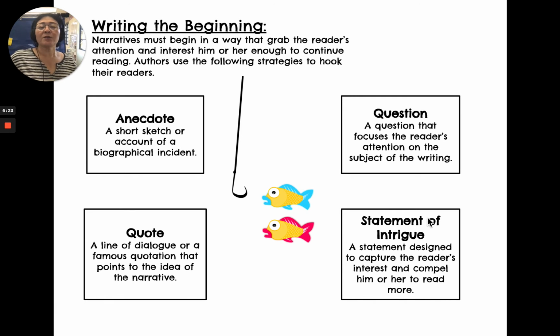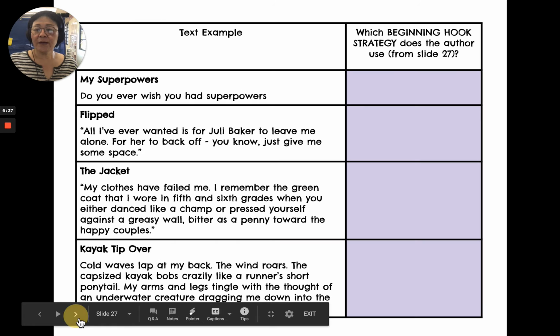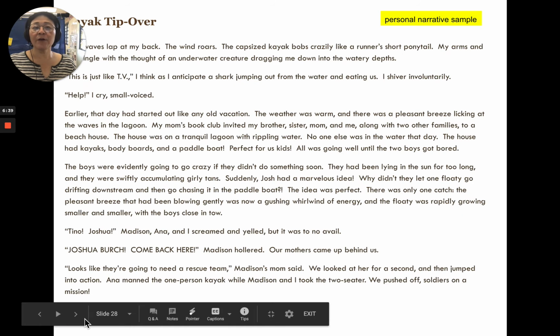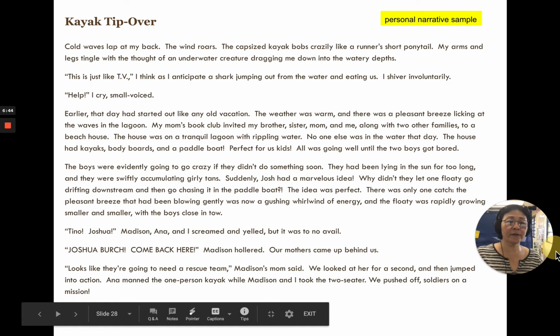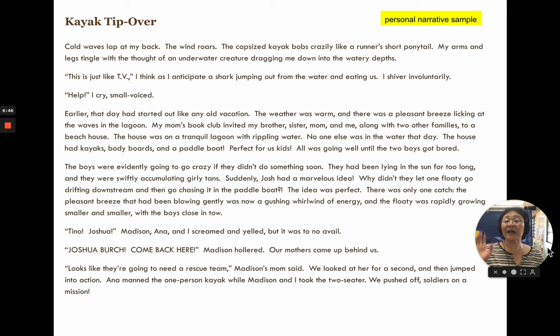Okay, so when you are writing your narrative for your formative and your summative, you need to include a beginning to your narrative writing. Okay, so now what I'm going to be sharing with you are the next slides here. Move myself over here now. This is that kayak tip over, and this is, as you can see up here, a personal narrative sample. Okay, so I'm going to read it to you.